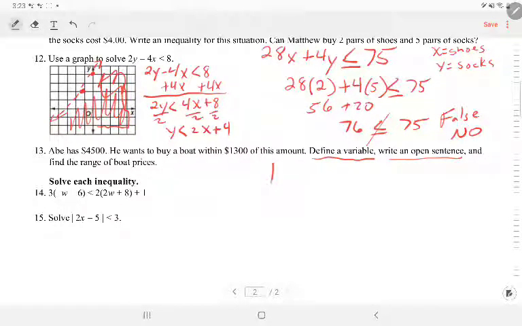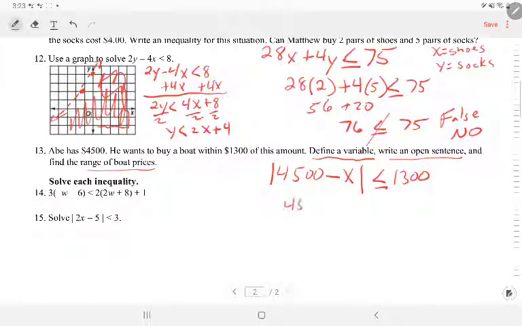Well, I could say the absolute value of $4,500, that's the original cost, minus x, which is the money the boat cost, and then that has to be less than or equal to $1,300. Okay, because he wants it to be a range within $1,300. Then it asks to find the range of the boats. So in this problem, I would have to do the inequality. Okay, so then solve it.